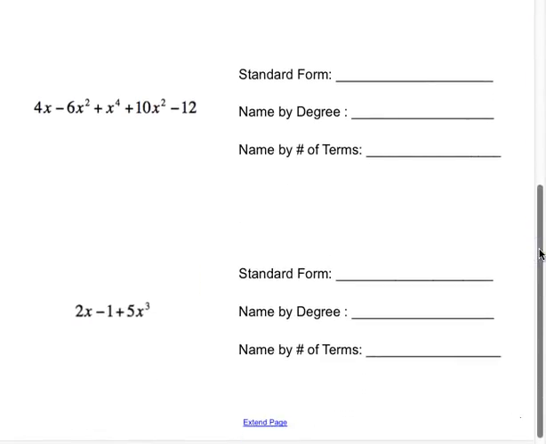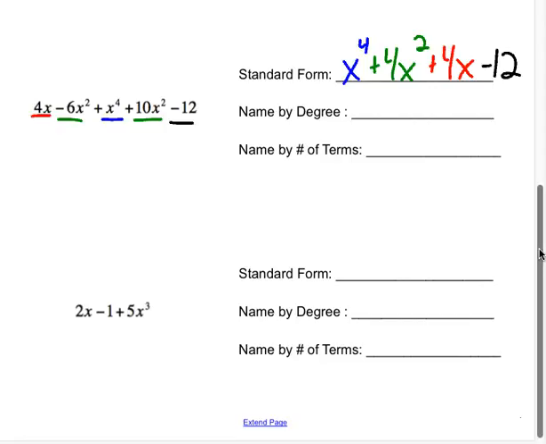Our next one, so here the highest power is going to be 4, and that's the only one that I see. So I put in my x to the 4. Then I don't see any x cubes, but I do see some x squared. So I identify those, negative 6x squared plus 10x squared. That's going to leave me with a 4x squared. Then I see a 4x, and I see a minus 12.